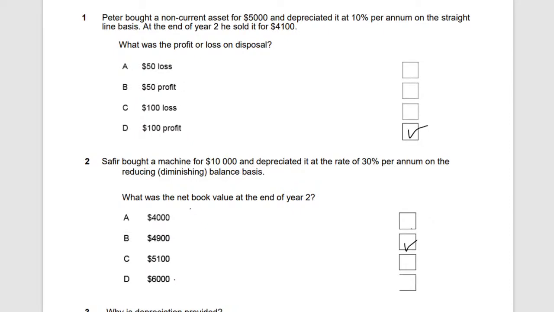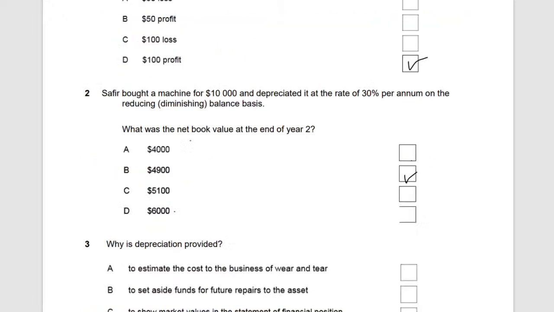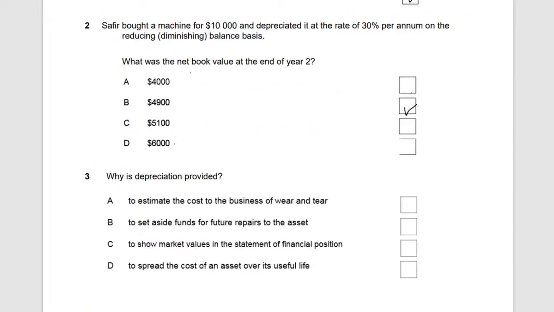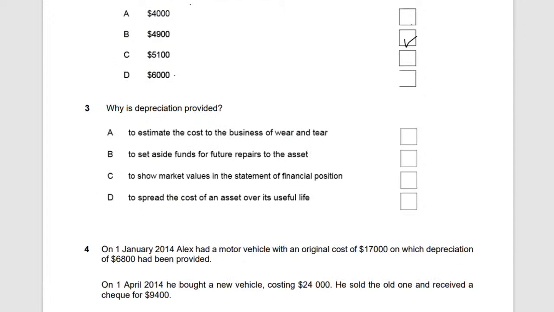Okay, let's begin now and have a look at why depreciation is provided. Let's look at each option. Why is depreciation provided? Number one, to estimate the cost of the business of the wear and tear. I don't know, let's see. Next, to set aside funds for the future. I think this one is for sure wrong.